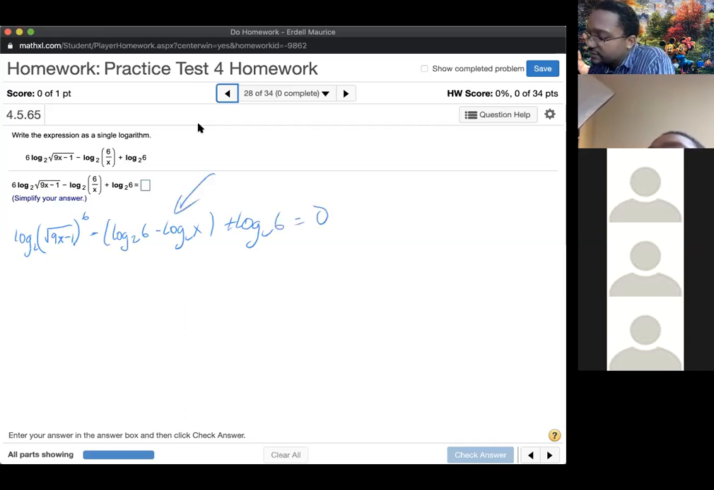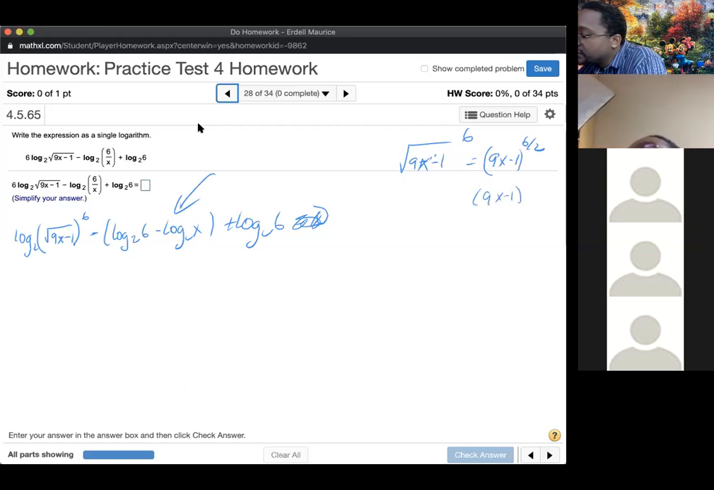Everyone understand what happened here? The division became a subtraction symbol. Now, if I take the square root of 9x minus 1 and I raise it to the 6th power, that's the same thing as 9x minus 1 raised to the 6/2 power. I'm taking a square root, so the denominator is 2, and because I'm raising it to the 6th power, the numerator is 6. That's going to be 9x minus 1 cubed. Log base 2, 9x minus 1 cubed.